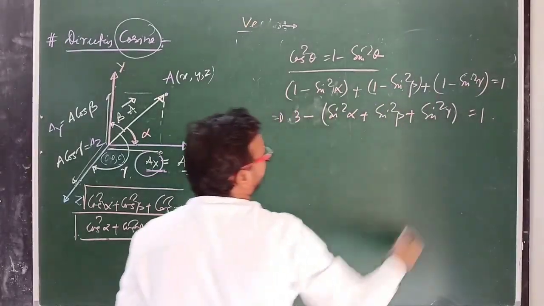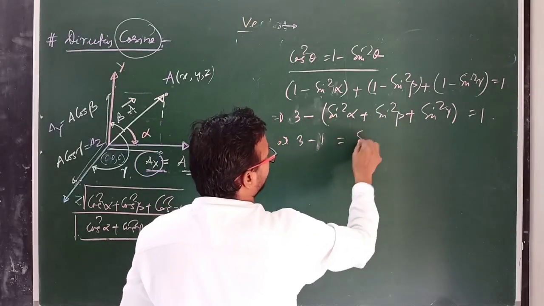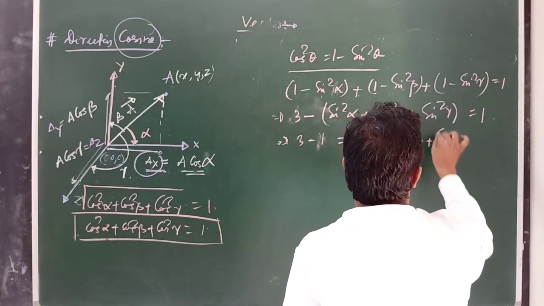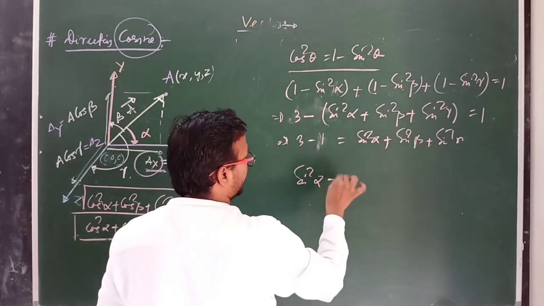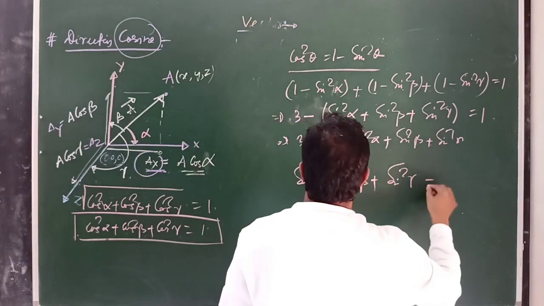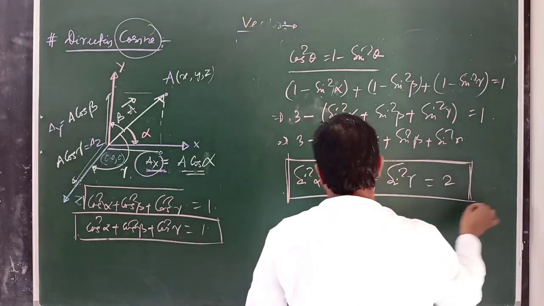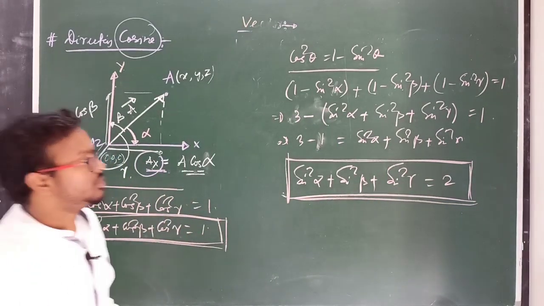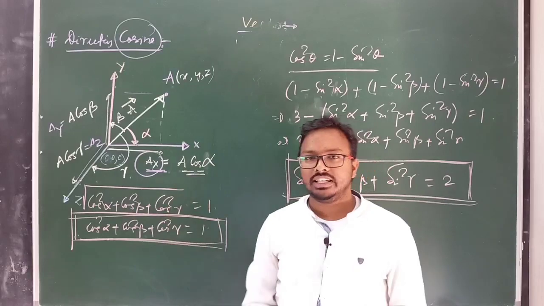Taking this term to the right hand side, we get 3 minus 1 equals sin square alpha plus sin square beta plus sin square gamma, so sin square alpha plus sin square beta plus sin square gamma equals 2. This is another formula of direction cosine in terms of the sine function, and the earlier one was in terms of cos. Clear? So these are all about position vector in 2 dimensions, displacement vector in 2 dimensions, 3 dimensions, and direction cosine. Clear? Thank you all.